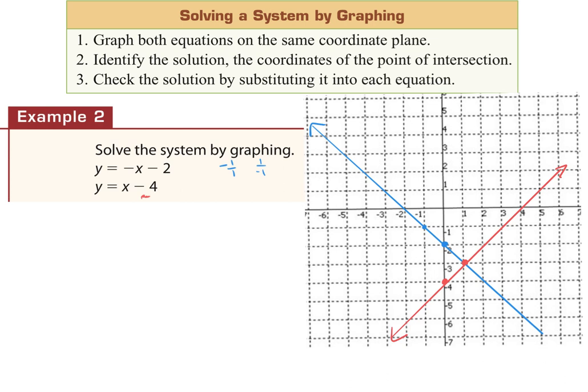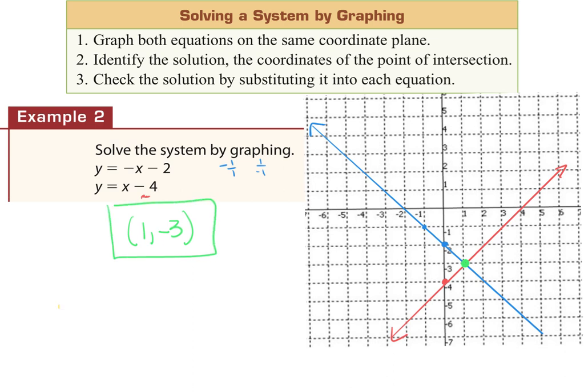My solution is going to be where these two cross, right there. That point is my solution. So my solution here is still going to be an XY point. I'm going to list it out. The X value of that point is 1. The Y value of that point is -3. That is my solution based on this graph. So this would be my answer.